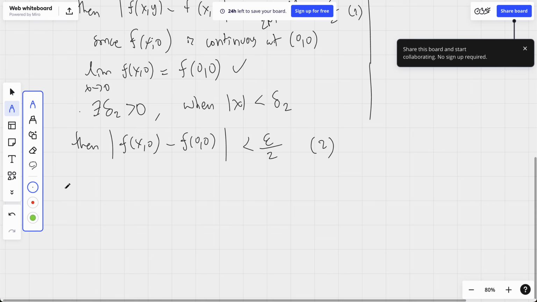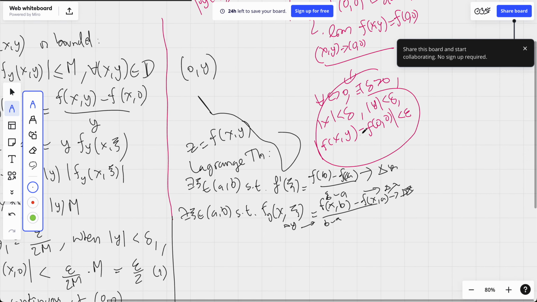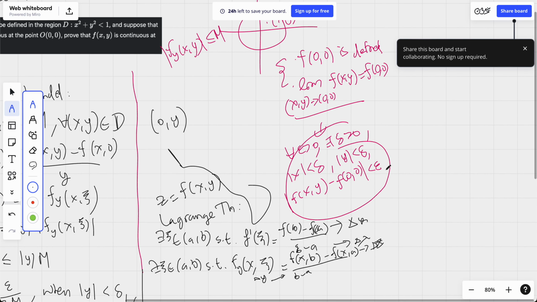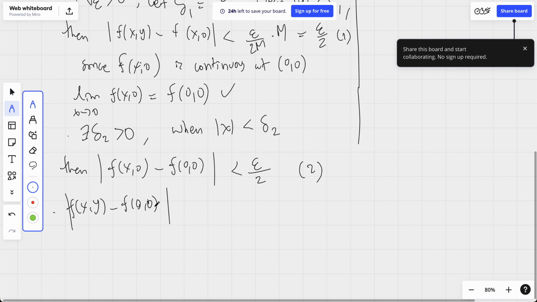So we have the absolute value of f of x, y minus f of x0. We're trying to prove that this is the case here for all epsilon greater than 0. So we can write this as f of x, y minus f of x0, and then we add it back so it stays the same, minus f of 0, 0, and now we're going to use the inequality of absolute values.